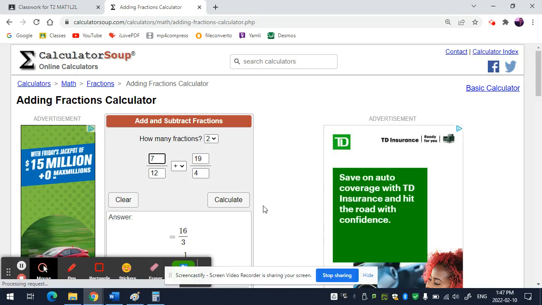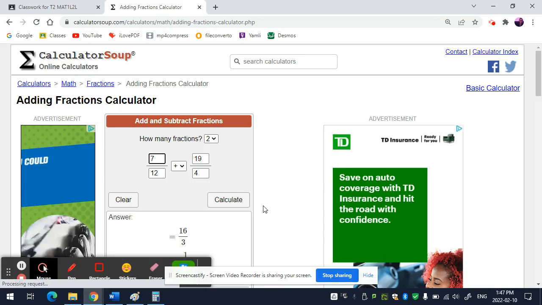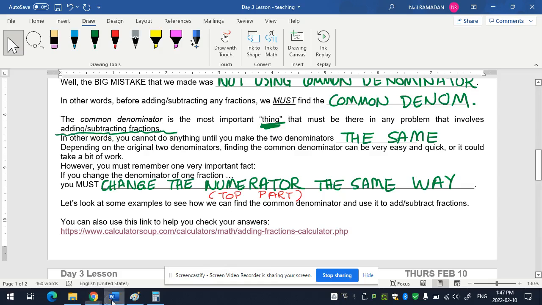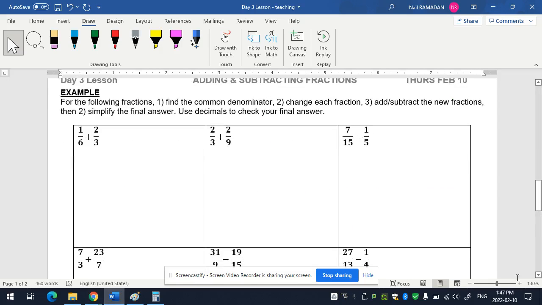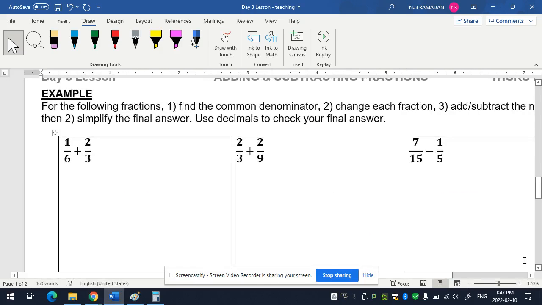Our job today is to do it without using this website. We can just use the website to check. Let me show you now how to do it. Let's read the question together. The question says, for the following fractions, number 1, find the common denominator. If you don't find it, might as well not do the question.